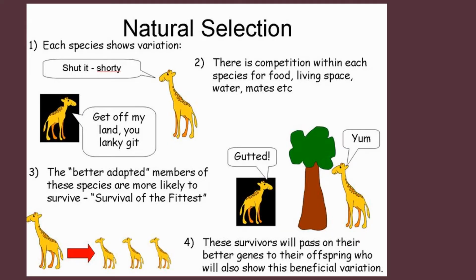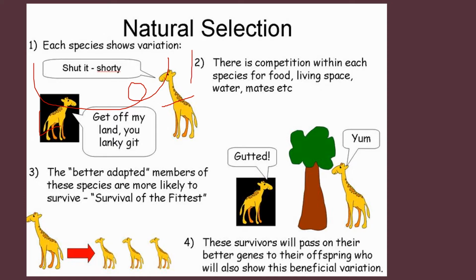So each species shows variation. Diba? Iba-iba tayo, no? We talk about this. We have different height, we have different weight. Diba yun sa growth? So, merong small na giraffe. Sabi dun sa tall, get off my land.